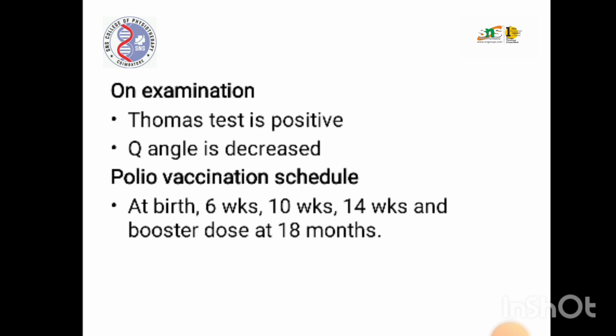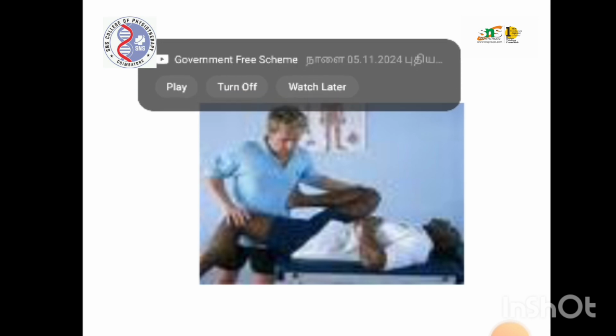Examination: Thomas test is positive, Q angle is decreased. The polio vaccine is scheduled at 6 weeks, 10 weeks, 14 weeks and a booster dose at 18 months. This diagram is followed by the Thomas test. In this test, the patient is lying at the edge of the bed. The therapist, in front of the patient, moves the affected leg downwards, and the unaffected leg is pushed to the trunk. The affected leg is also pushed back upward. This indicates hip flexor muscle tightness.